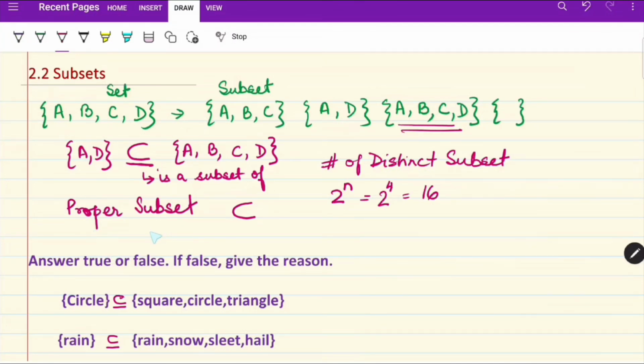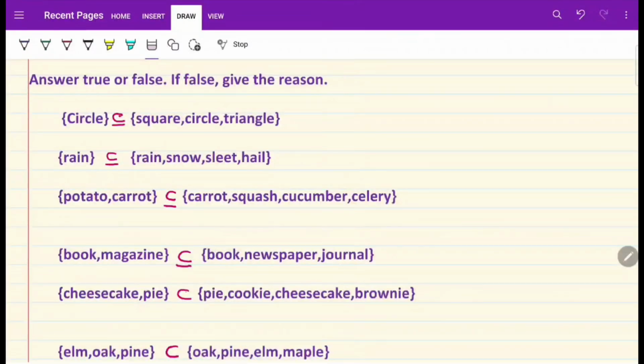As far as proper subsets are concerned, remember, proper subset excludes the set itself from its list of subsets. So it's going to be 1 less than the number of subsets. So the formula for that is going to be 2 to the power n minus 1. So that would be 2 to the power 4 minus 1, which would be 15. All right. So with that understanding, let's go on to working on some example problems.